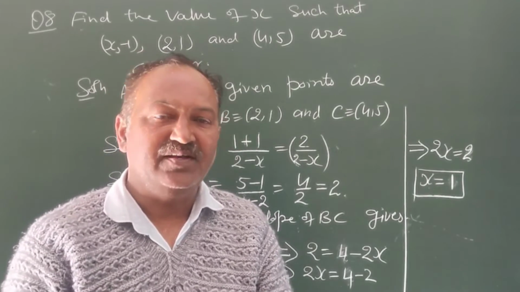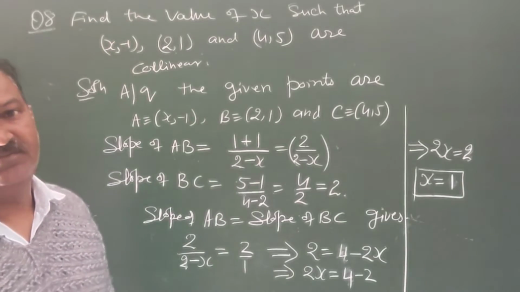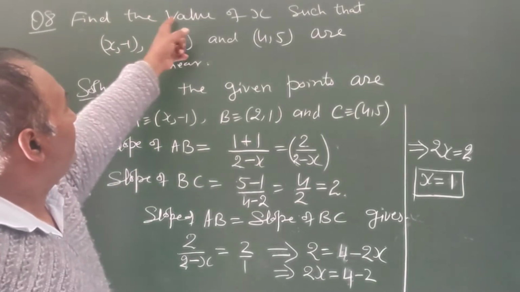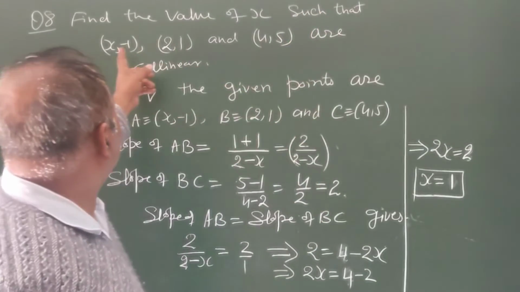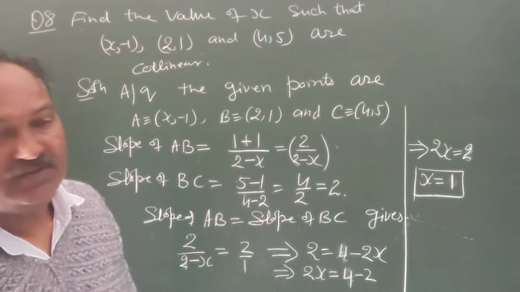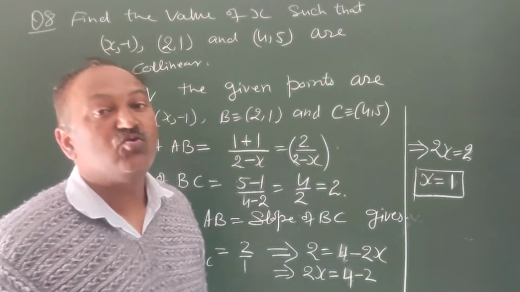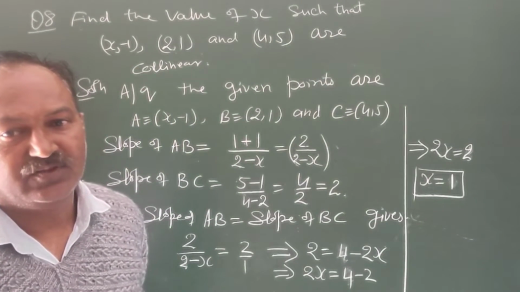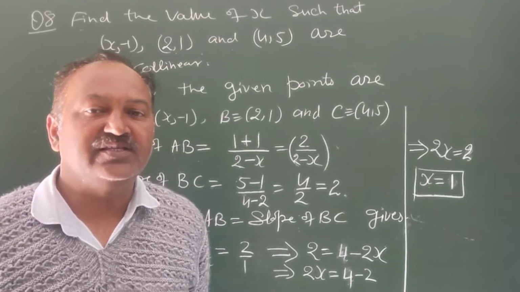Exercise 10.1, question number 8. Find the value of x such that the points (x, -1), (2, 1) and (4, 5) are collinear. Collinear points are those points which lie on the same straight line.